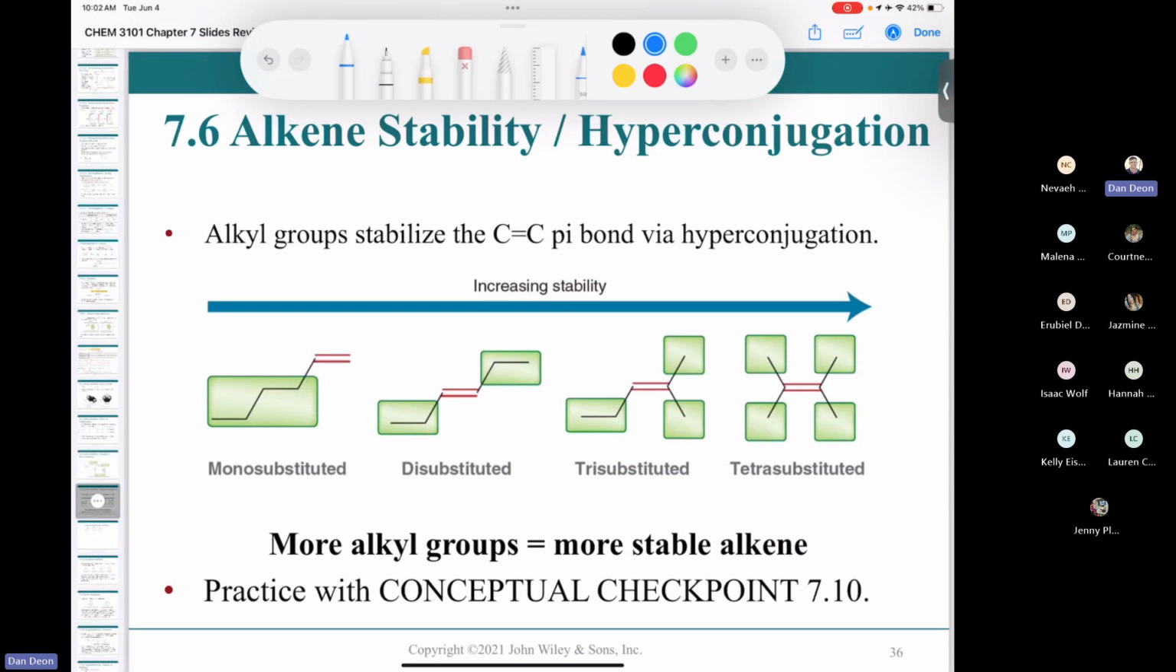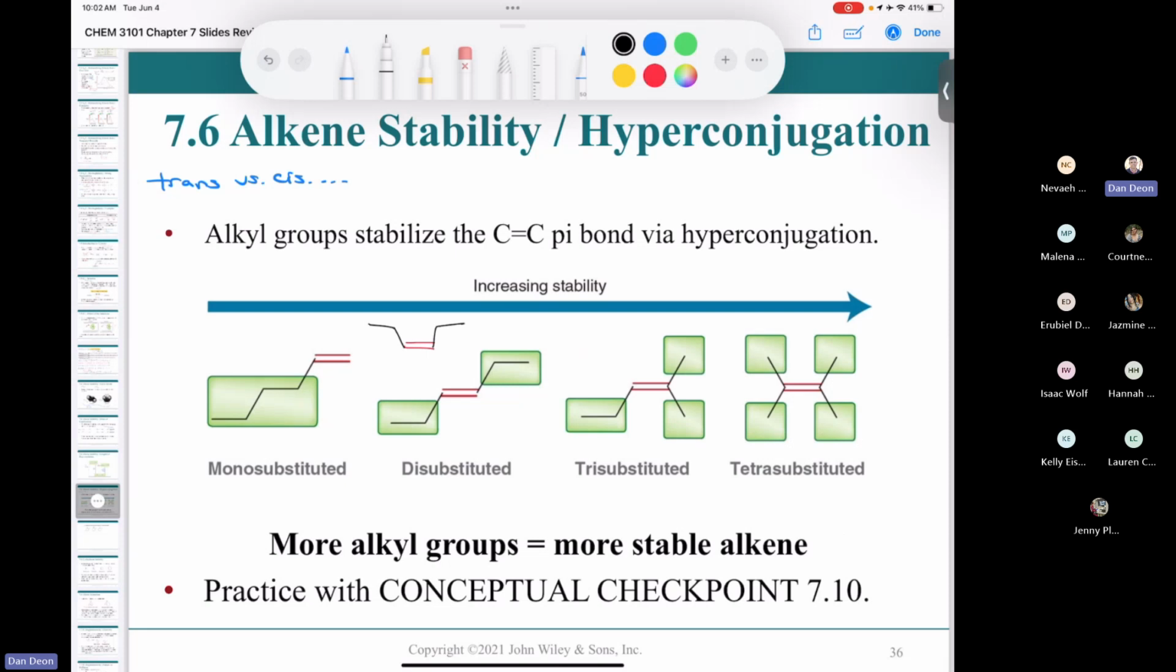Now, what else? When it comes to alkene stability, it's not just trans versus cis. So we just talked about trans versus cis, but alkene stability is also based on the number of alkyl groups attached to your carbon-carbon pi bond by hyperconjugation. So if your pi bond only has one substituent, one alkyl group, it's called monosubstituted. If it has two alkyl groups, it's called disubstituted. It could be drawn the way that it's shown here, where your two groups could be cis to each other. They could be cis to each other.